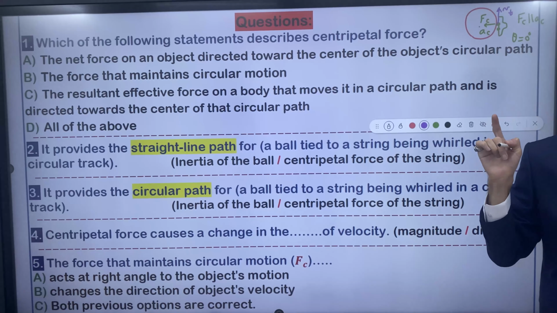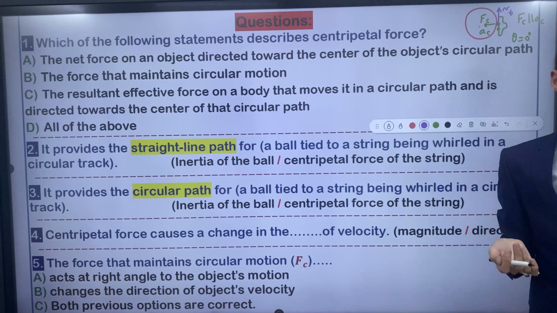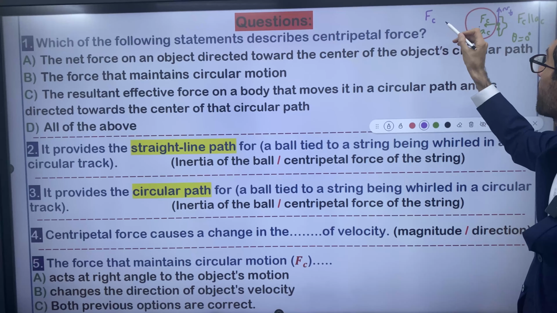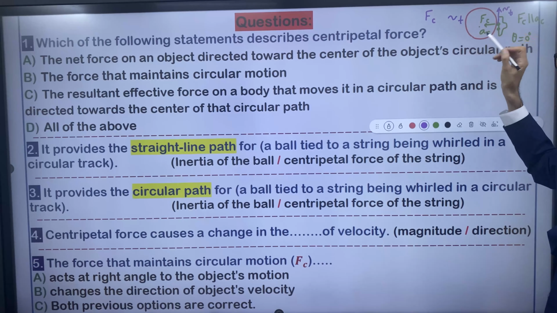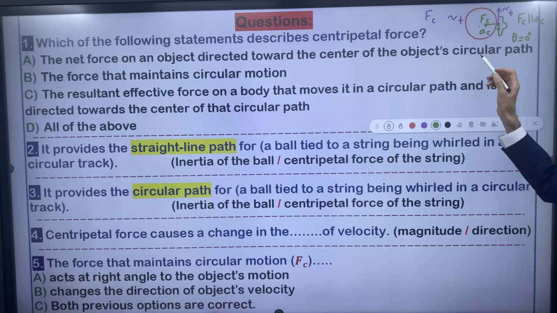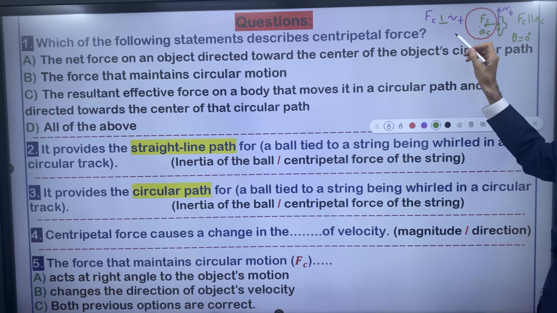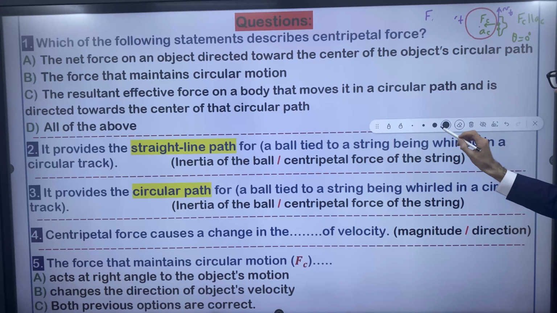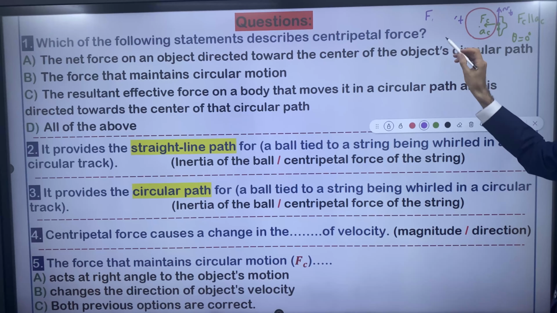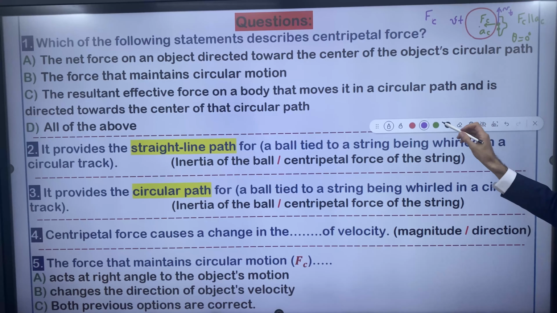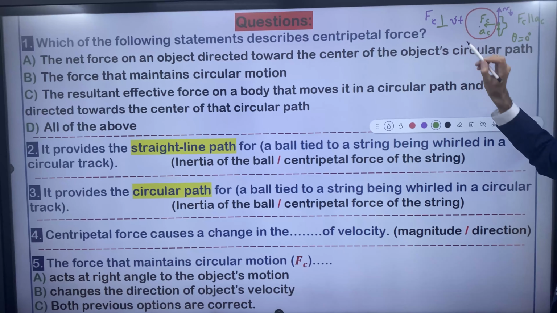This is one of the questions from previous years' national exams. Determine the angle between Fc and Vt. Which type of relationship is there between centripetal force and tangential velocity? I'm sure you know the answer. Fc is perpendicular to Vt.